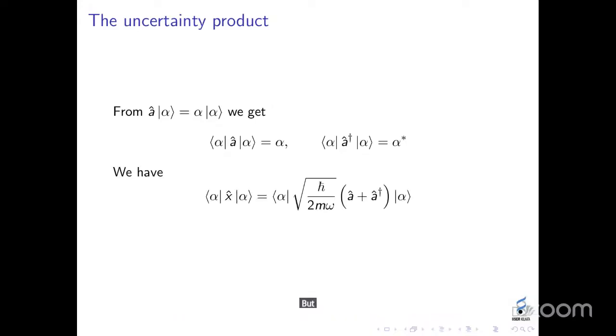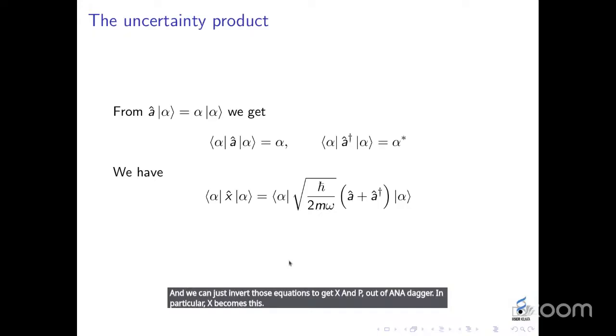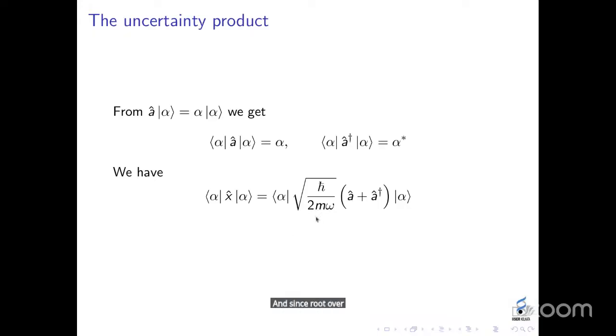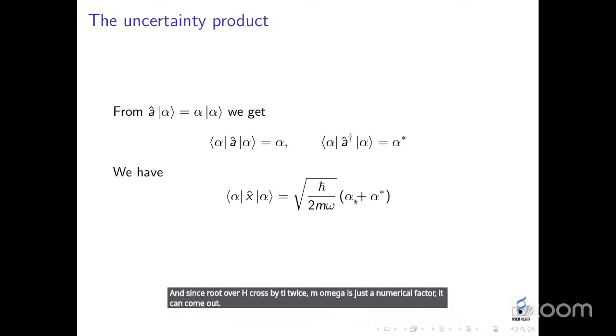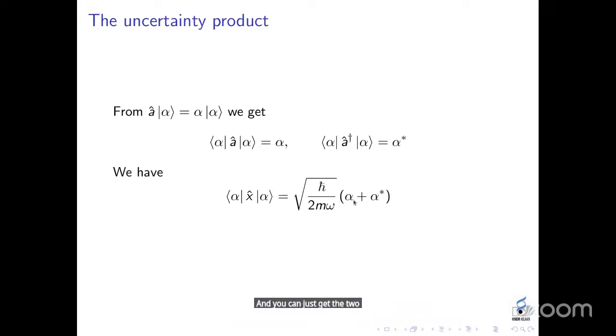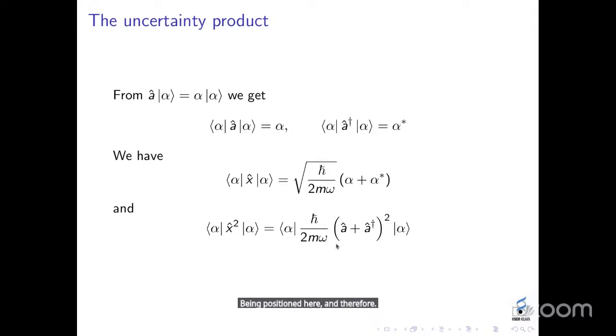But now, remember, we made our A and A dagger out of X and P. And we can just invert those equations to get X and P out of A and A dagger. In particular, X becomes this. And since root of H cross by twice M omega is just a numerical factor, it can come out. And you can just get the two expectation values of A and A dagger positioned here. And therefore, this is a very simple result.